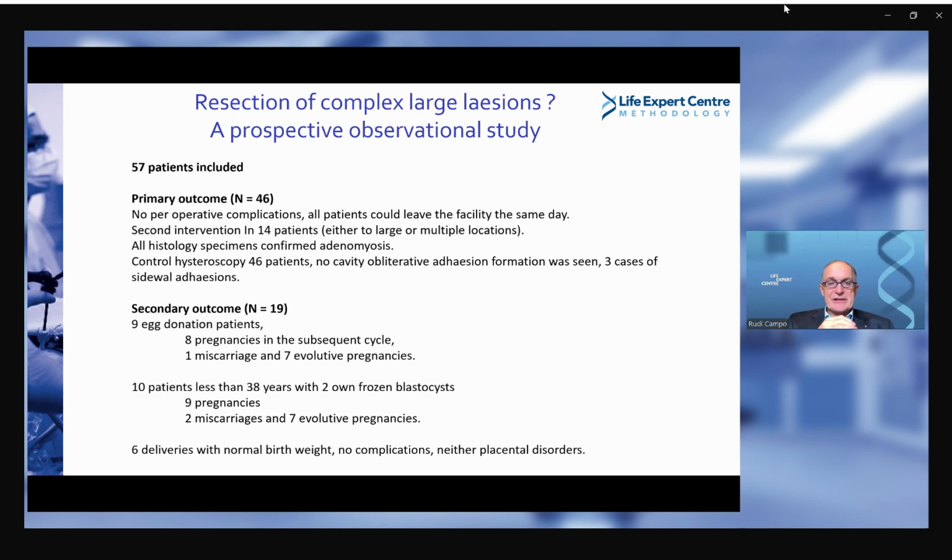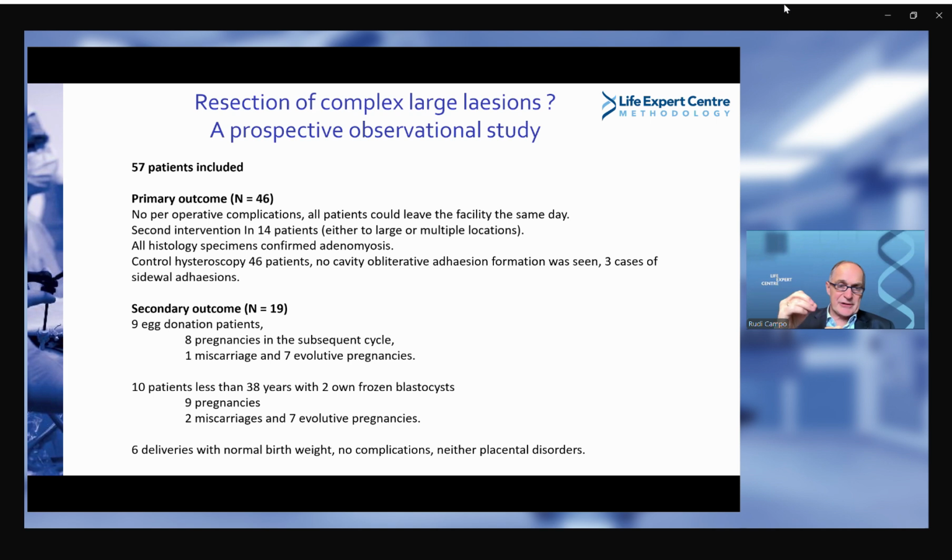14 patients needed a second intervention because the tumor was too large for the session, or there were multiple locations, and that is in the protocol forbidden, anterior and posterior wall at the same time. All specimens were confirmed, and in 46 patients, there was not one with cavity obliterative adhesions. There were 3 cases of sidewall adhesions.